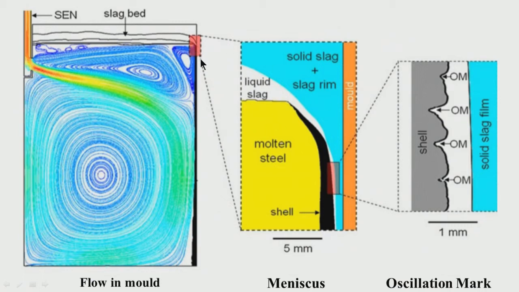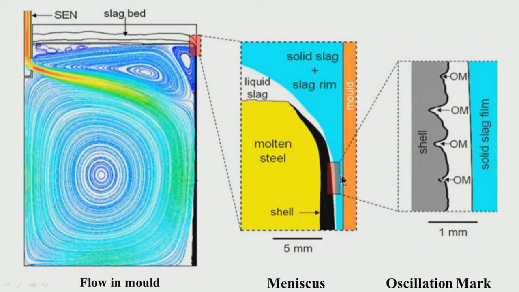Please look at here. The molten steel is this yellow. We have the solid shell, which is forming in contact with the molten steel, the part of it that is getting solidified. This is the solid shell, and then we have the liquid slag in contact with the molten steel, then we have a solid slag and solid rim, and finally the mold.